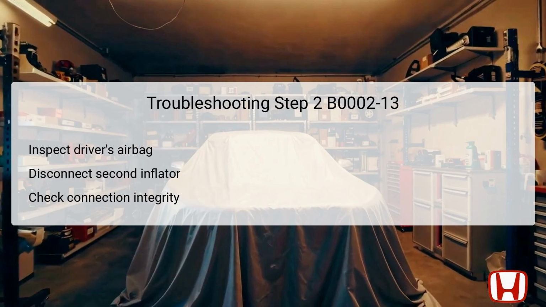In the second troubleshooting step, we focus on the driver's airbag and its connections, particularly the second inflator connector. Begin by carefully disconnecting the driver's airbag second inflator connector, which is a 2-pin connector known as 2P. After disconnection, it is crucial to check the integrity of the connection to ensure that no corrosion, dirt, or physical damage affects the terminals. This inspection should include a visual assessment of wires leading to the airbag and the connector's condition.